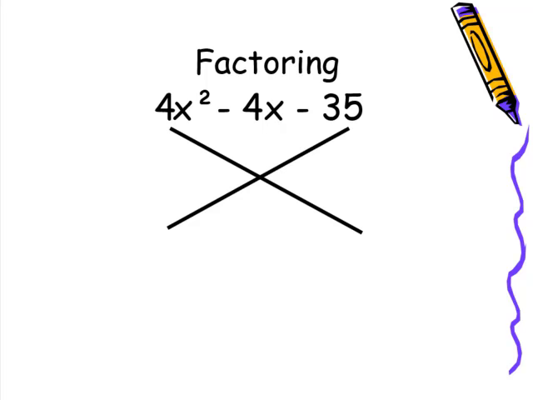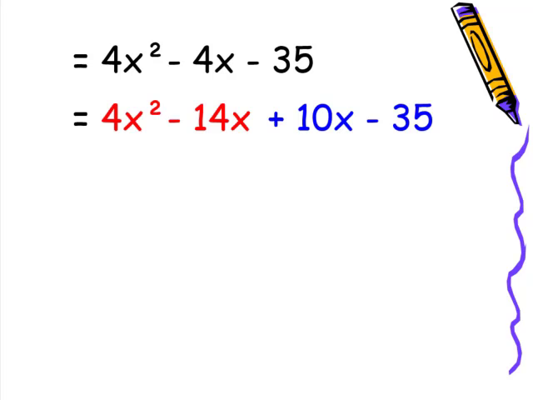Multiply 4 times negative 35, that gives us negative 140. Now we have to find two numbers which multiply to get negative 140, but when we add those same two numbers, we get negative 4. Take some time and see if you can figure out those two. And that would be negative 14 and 10. So now we're going to rewrite this trinomial as a polynomial with 4 terms, because remember, negative 4x is the same thing as negative 14x plus 10x.